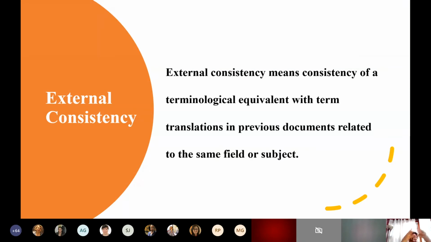External consistency means consistency of a terminological equivalent with term translations in previous documents related to the same field or subject, because our UN documents are continuous conversations between member states. So if different terminology is used, then the conversation will seem incoherent and disconnected, because sometimes you find that the actual texts or documents have translation of terminology, while in the term base we have different equivalents. So sometimes we get confused which one to use. Do we have to resort to the term base, or do we have to use the previous documents? And it takes us a lot of time to settle this confusing matter.